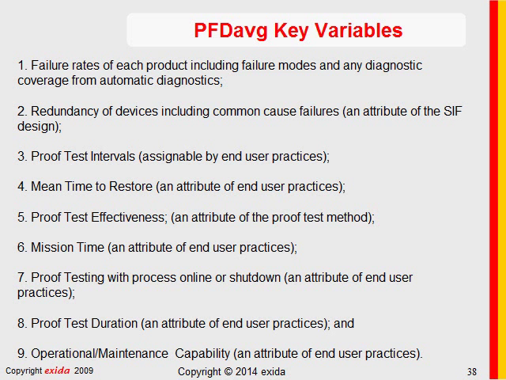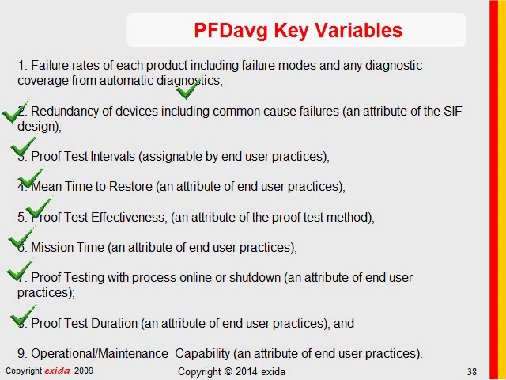Look at these variables. Failure rates, detected and undetected, redundancy, proof test intervals, mean time to restore. Those are well known. Those are even covered in 61508 equations, example equations. Proof test effectiveness is even mentioned in the new version of 61508 after it was discovered and commented by Exida. But mission time, which is part of that, is actually also mentioned in 61508 but not given in the equations.